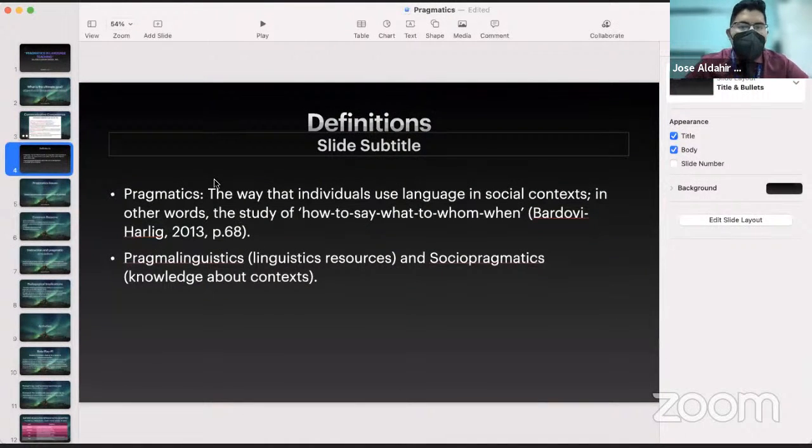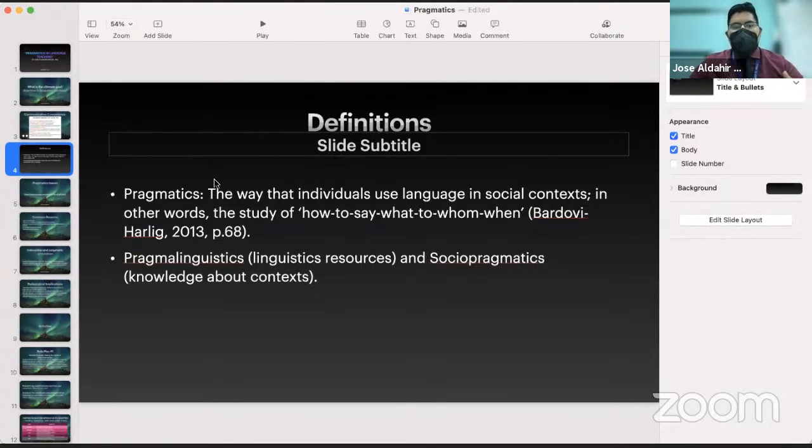Before continuing, I'd like to provide a couple of definitions that will be really helpful to understand what pragmatics is. Pragmatics is the way that individuals use language in social context, right? In other words, how to say something, what to say, to whom and when, right? According to Bardovi-Harlig, this is the definition of pragmatics.